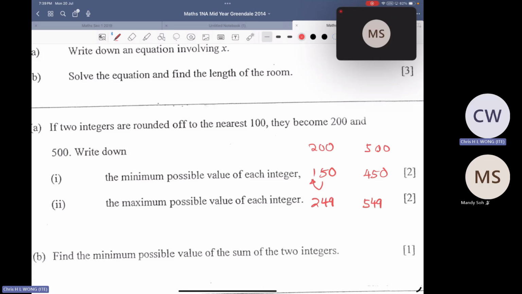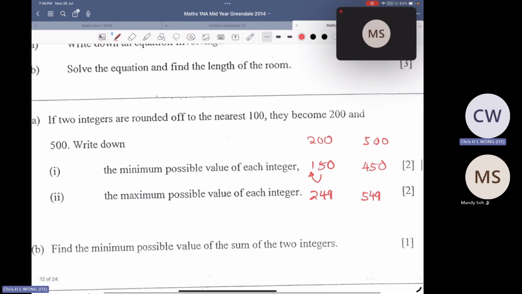So they are related. Yeah. Find the minimum possible value of the sum of two integers. So it's good. Yeah. It will be the minimum possible value, in this case, yeah, it will be 150 plus 450, because this is the minimum possible value, yeah. So you use these two numbers, equals to 600, is it? Yes. Okay. Answer. Yeah. Okay.